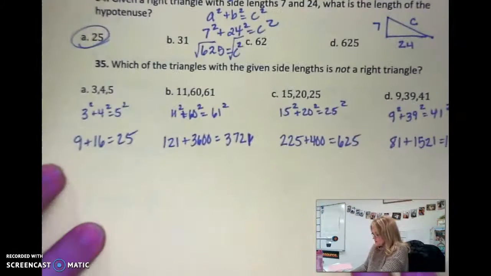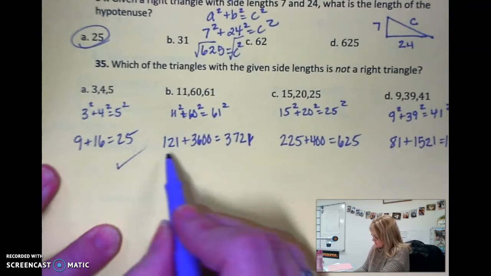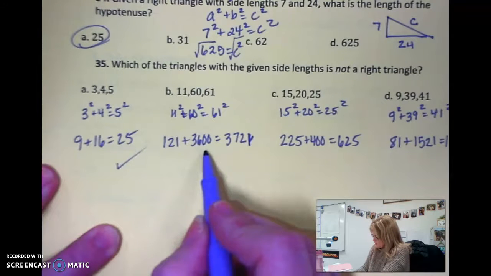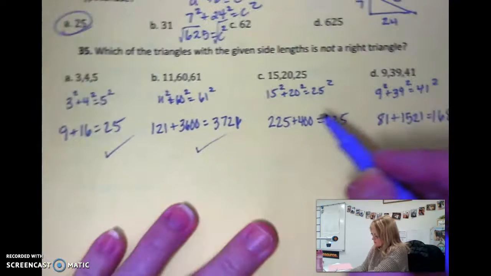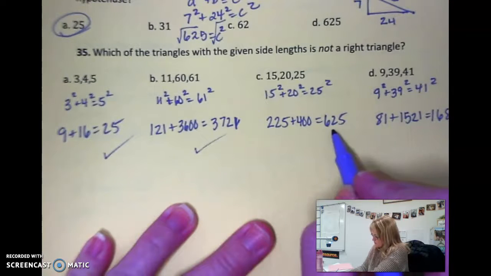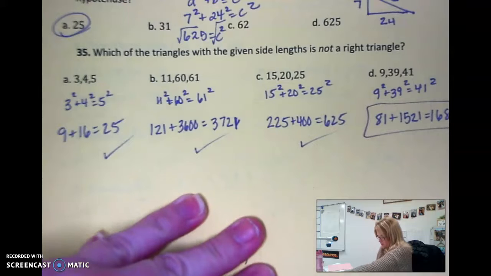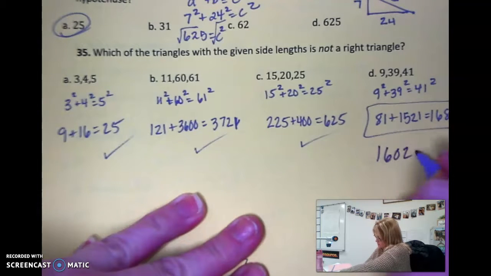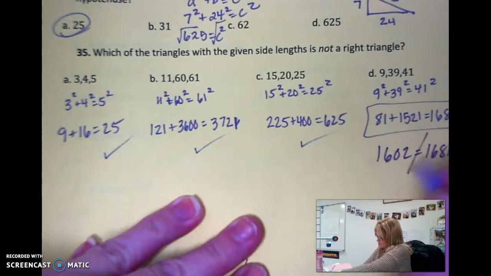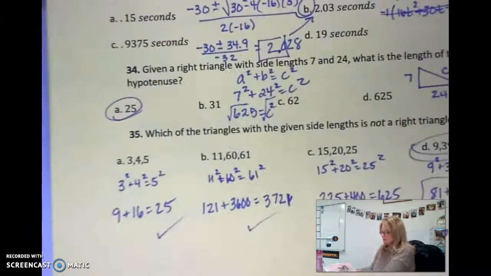So when you square them all, 9 plus 16 does equal 25, so that works. 121 plus 3,600 does equal 3,721, that works. 225 plus 400 is 625, that works. However, 1,521 plus 81 is 1,602, and since these do not equal each other, that is not a right triangle.